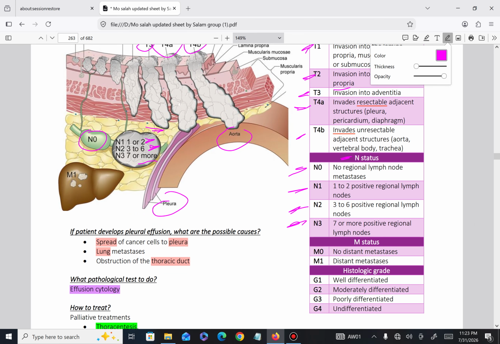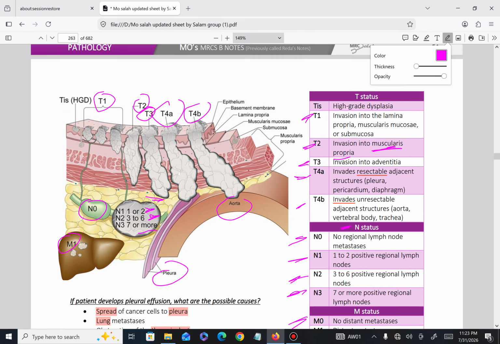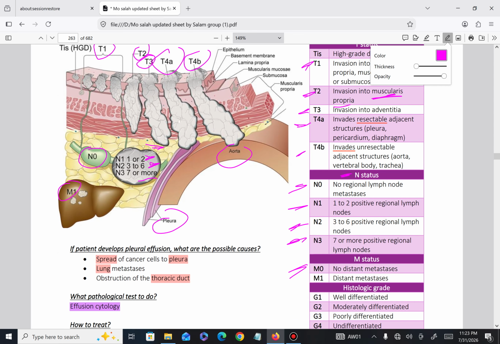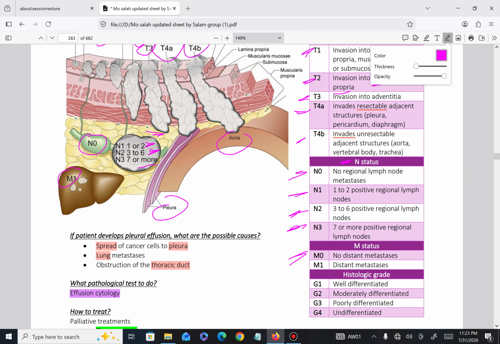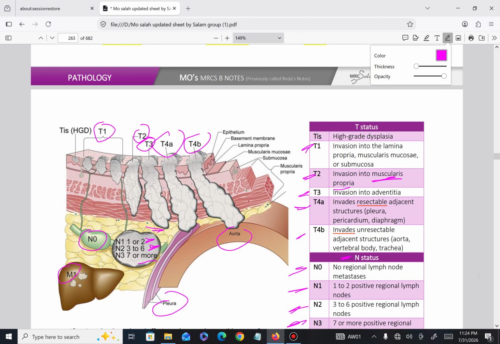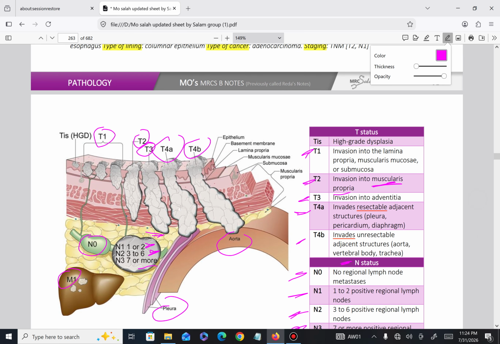Then the M status, metastasis. When there is no distant metastasis, it is M0, and when there is distant metastasis, like in this picture in the liver, then it is M1. Then according to the histological grading, G1 will be well differentiated, G2 moderately differentiated, G3 poorly differentiated, and G4 is undifferentiated. Okay, so this is the TNM classification and histological grading of the esophageal carcinoma.